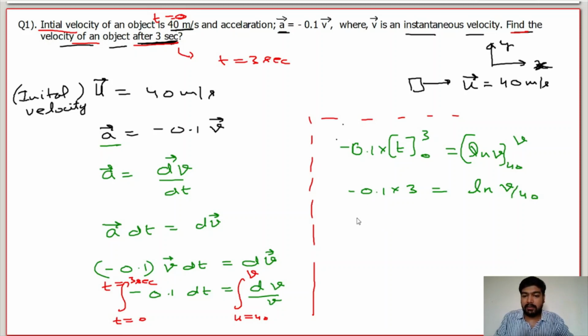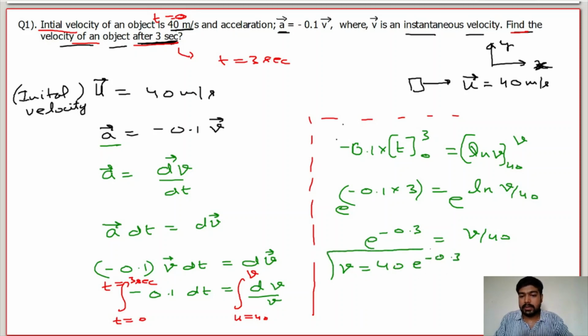Take e to the power on both sides. This e to the power ln is 1. That means we have e to the power minus 0.3 equals v by 40, and we got the answer v equals 40 into e to the power minus 0.3 meter per second. This is our answer. I hope you don't have any problem in this, because this is a very basic question and you have all done this before, but still we can go through it once more.